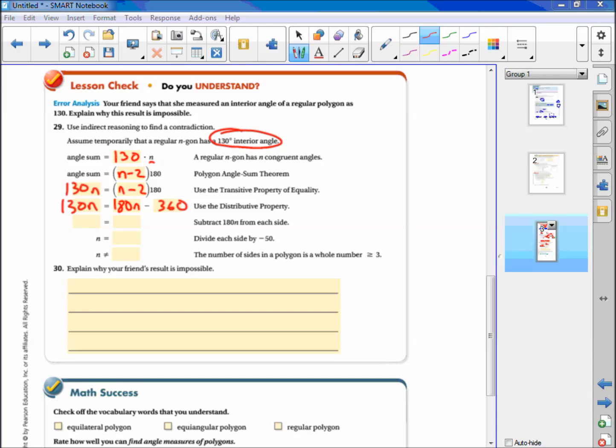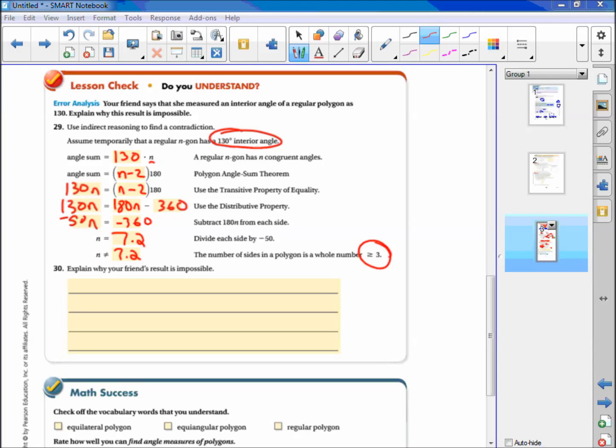Okay, and then we'll go ahead and solve this for n. Get all the n's on the same side, so I'll subtract 180n from both sides, and this will give us negative 50n equals negative 360. And then we'll divide both sides by negative 50, and you get 7.2 for the number of sides. Now, that does not make sense. So we cannot have 7.2 for the number of sides because every polygon has a whole number of sides, 3 or greater.